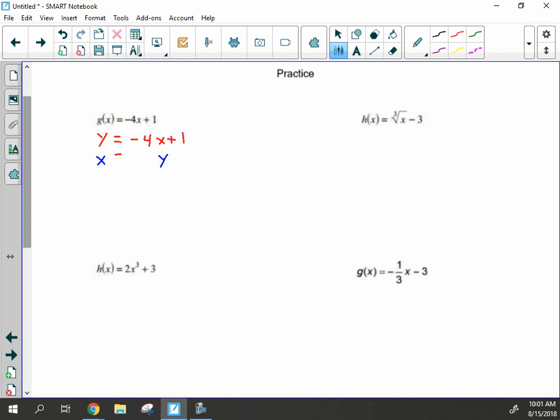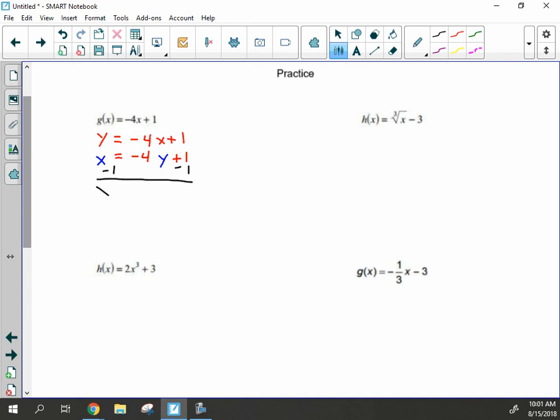Step 3, solve for y. So we're going to try to get the y by itself. I'm not sure if you're going to catch on to this, but this is just a linear equation, and the steps for solving a linear equation are pretty much the same every time. Start off by getting rid of the 1 because it doesn't have a letter on it, so I subtract 1. So I have x minus 1 equals -4y.